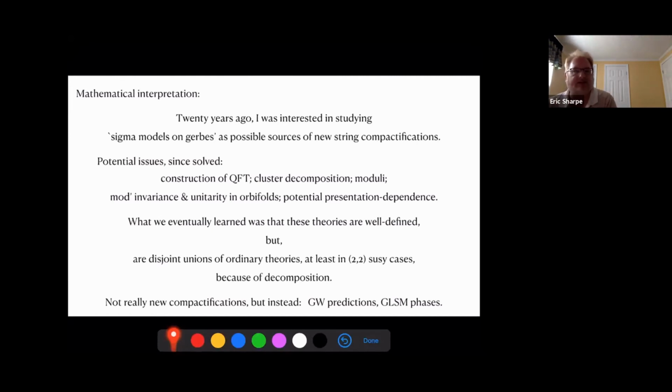Suffice to say, what we eventually learned was these theories are well defined, but they're disjoint unions of ordinary theories, at least in 2-2 supersymmetric cases, because of decomposition. So we don't really get new string compactifications, but instead we do have some other fun offshoots I mentioned at the beginning. There are some predictions for Gromov-Witten theory, which were checked years ago. There are some fun games one can play with GLSM phases, which is certainly my favorite application of all of this.